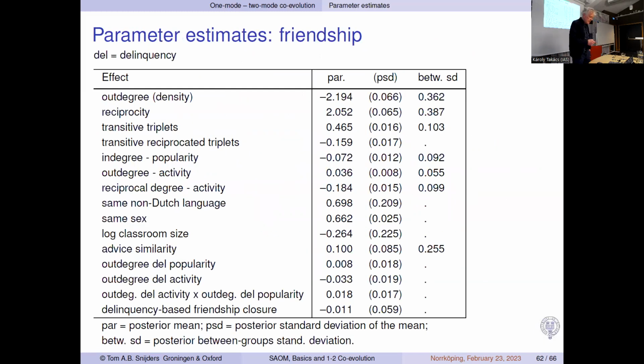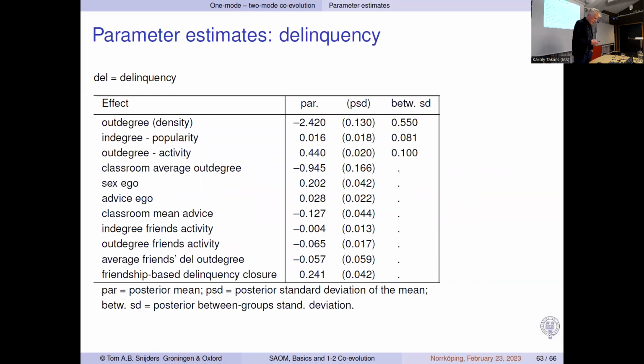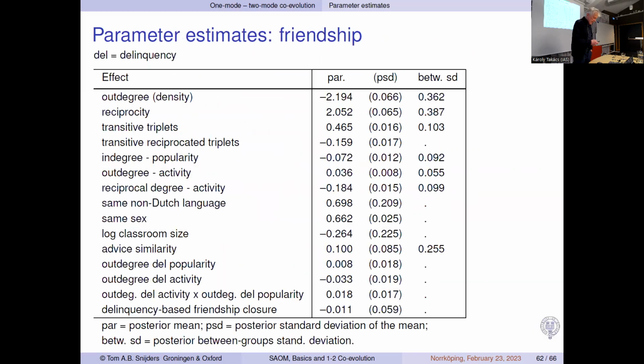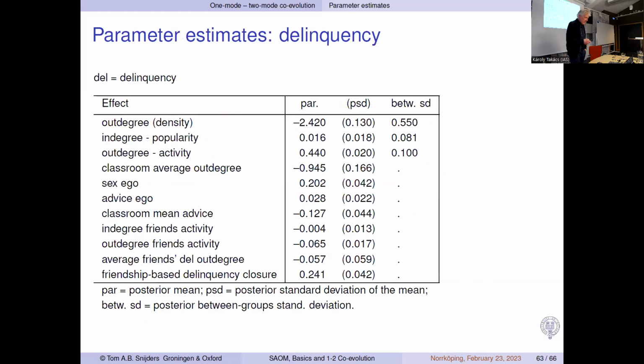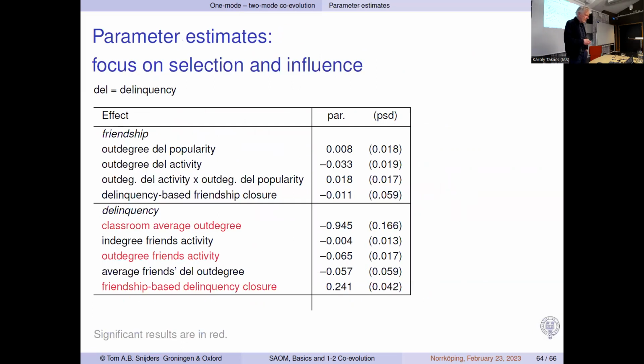These are the results, so 2 pages of results again. And they are quite refined. Here I'm going to focus on the parameter estimates for the cross-network effects, so the effects of delinquency on friendship and the effects of friendship on delinquency. And here in red, I have indicated the significant effects.